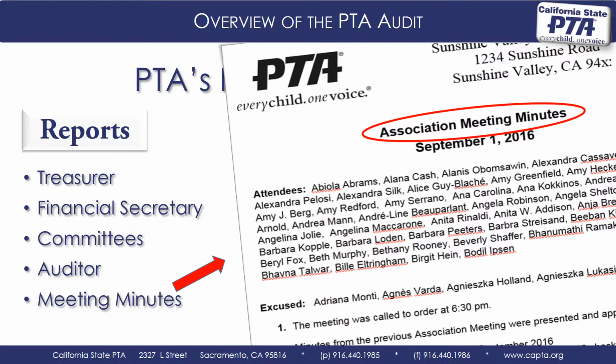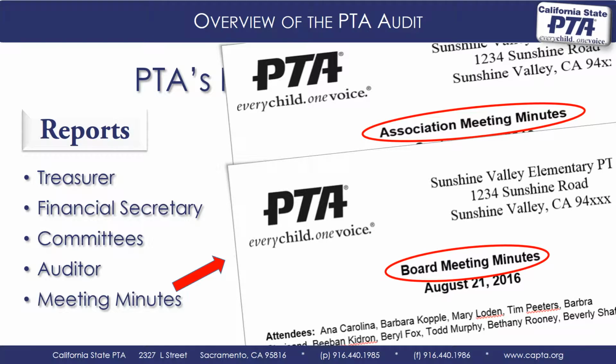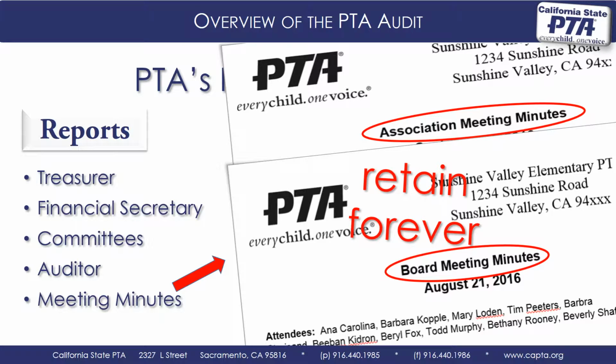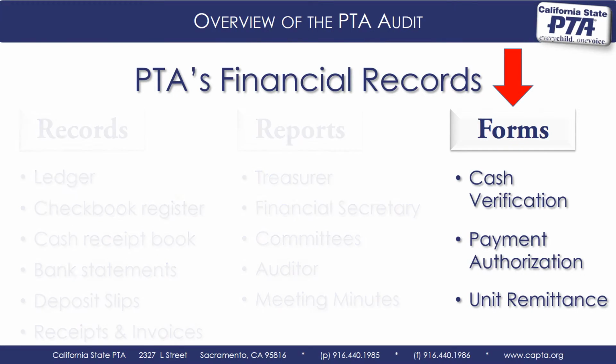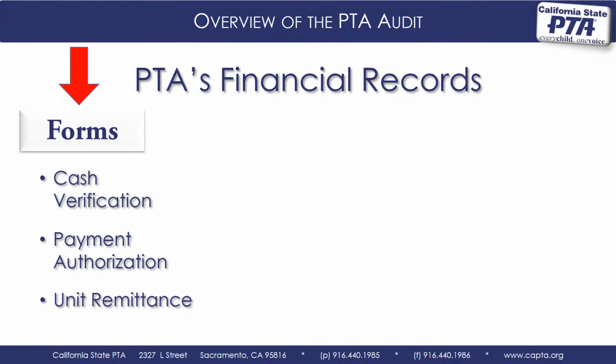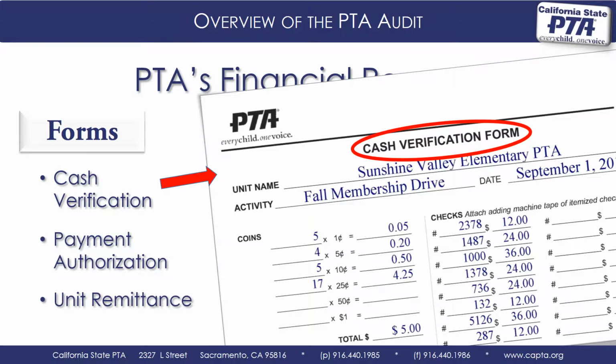Meeting minutes for both board and association meetings are used to verify board and association approval of programs, budgets, and expenses. Minutes must be retained forever. The Executive Board and Auditor should be familiar with PTA's financial forms. Cash verification forms are used to record all PTA income and corresponding bank deposits. Bank deposit slips are attached to corresponding cash verification forms. Cash verification forms are retained for 7 years.